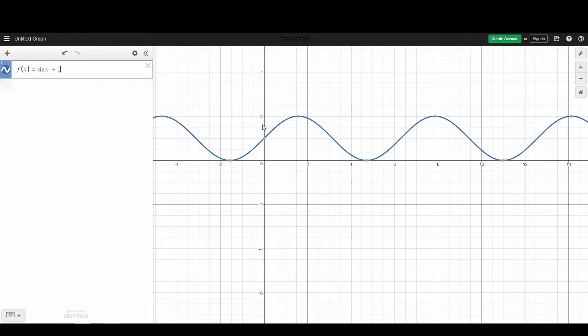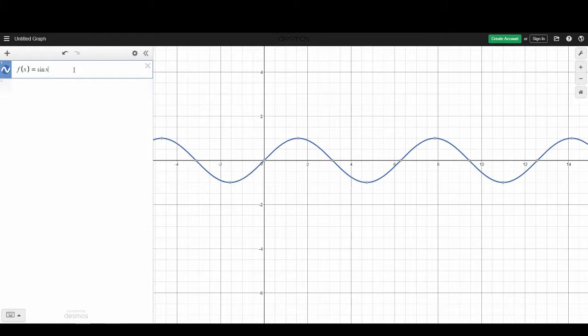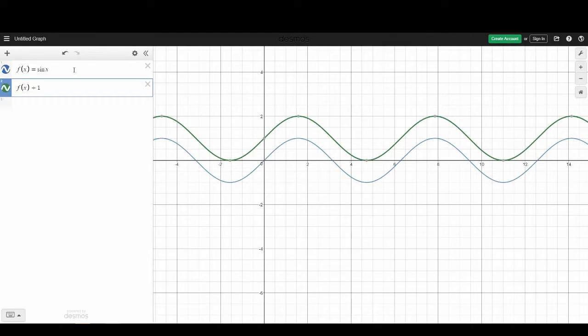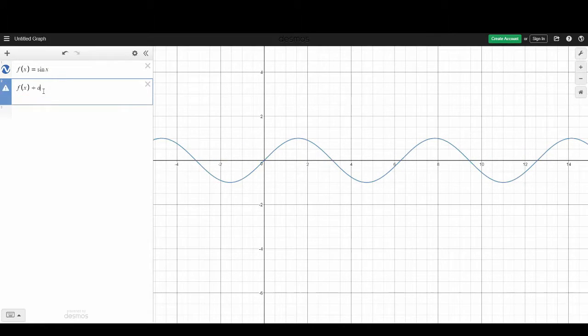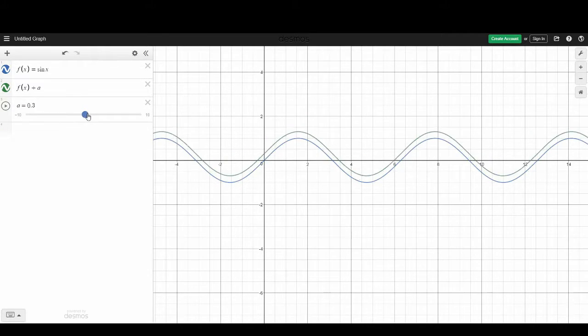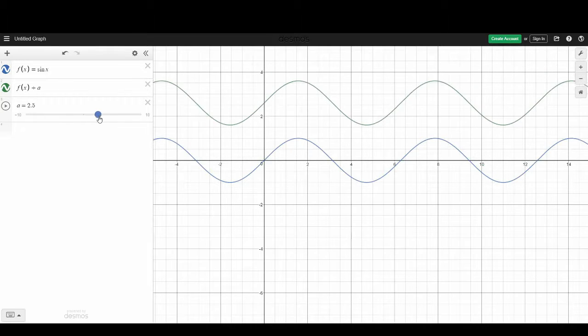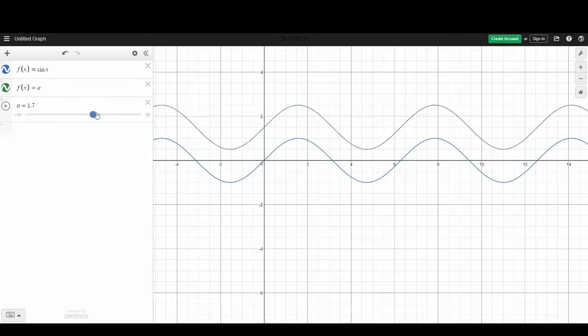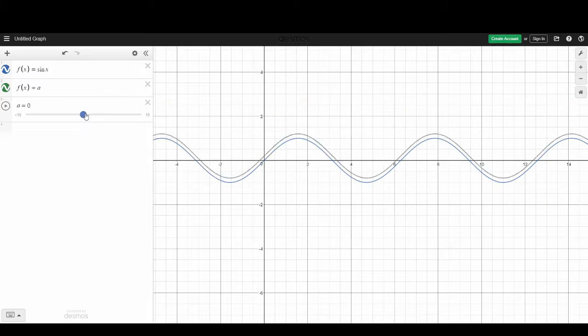This will shift our graph upwards by 1, since we're just adding 1 to each of the y coordinates of this graph. Or, alternatively, we can write this as f of x plus 1. You can see that that shifts our graph up by 1, just the same as adding 1 to the end of sine of x here. In general, if you add f of x plus a, where a is some number, that will shift the graph a units up, or if the a is negative, a units down. You can see that if we move a around here, that's what it does.